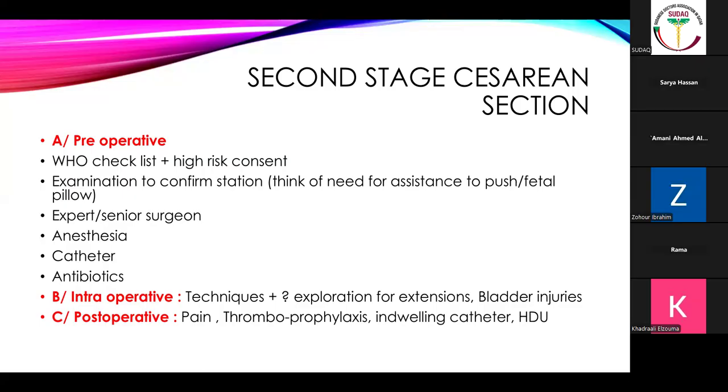But it is very important that the head is not occipito-posterior. And if it is occipito-posterior and deeply impacted, you think of other options to deliver the baby. So vaginal examination in the theater just pre-operative is very, very important to confirm the station and to know the position and the degree of flexion of the head. And this is the optimum time if you decide either you need an assistant to push for you, or if you have the fetal pillow, this is the timing to put a fetal pillow.